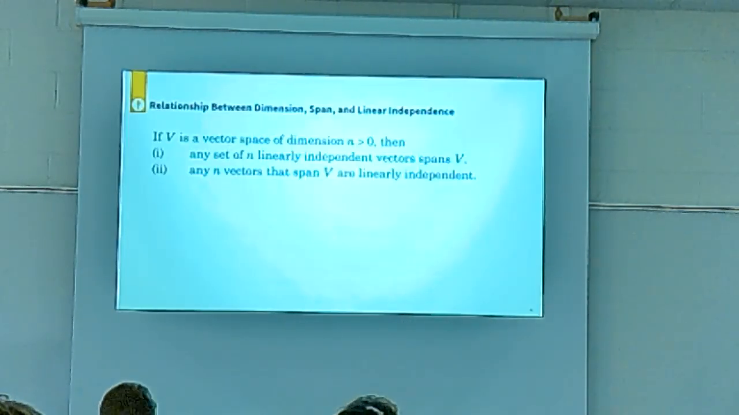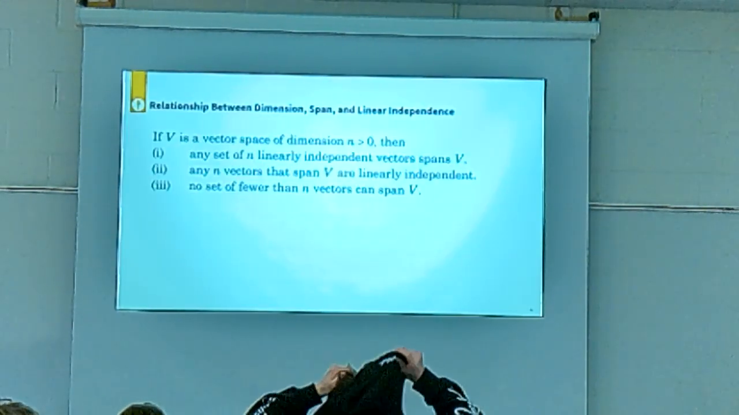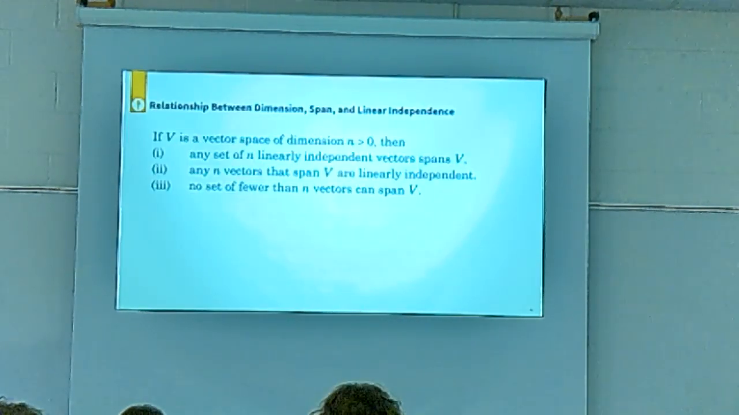No set of fewer than n vectors can span V. Right, so that one's fairly obvious. And the easiest thing to do is think of 3-space, ordered triples. You can't have 2 vectors span 3 dimensions. You have to have 3. That'd be like saying that I can describe all ordered triples with just x and y. Now there has to be a third point.